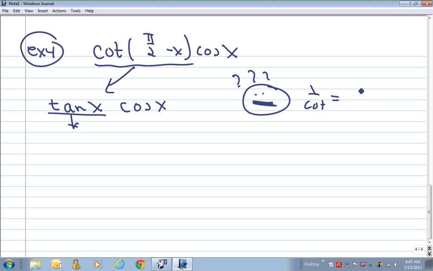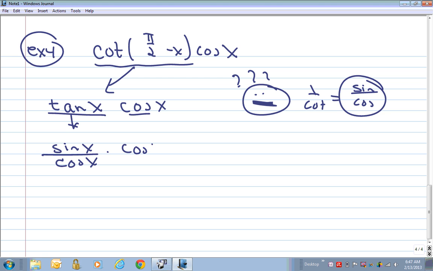I'm thinking that tan is 1 over cotan, that doesn't help me, but it's also opposite over adjacent, or y over x, which is sine over cosine. I think that might help me because it has a cosine in it. So I'm going to rewrite tan as sine x over cosine x, times cosine x, and look what happens. My cosines cancel, and I'm left with sine x, which is a very simple form, and that would be my answer, or that would be simplified.